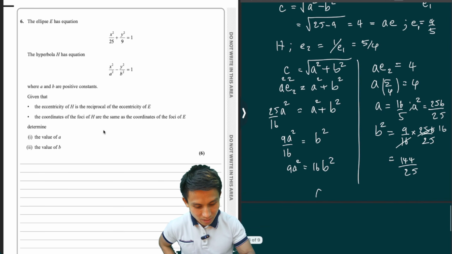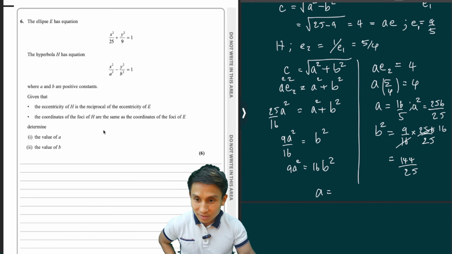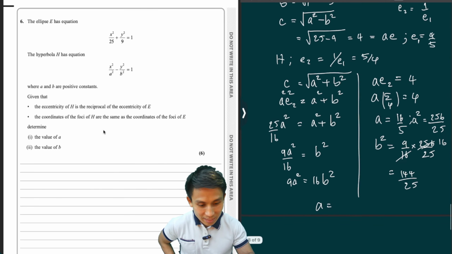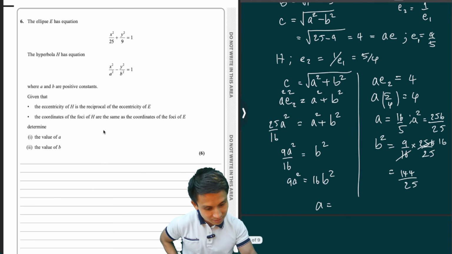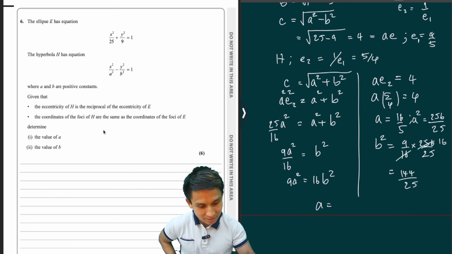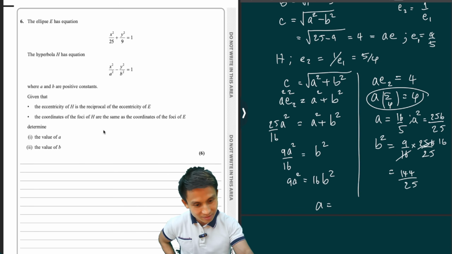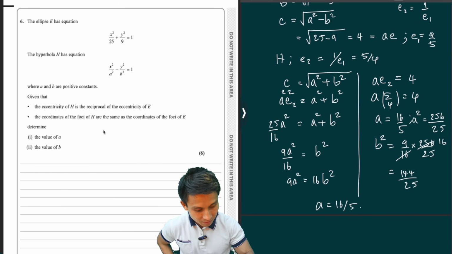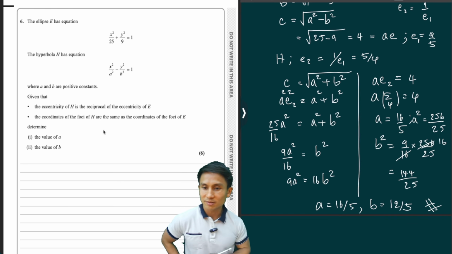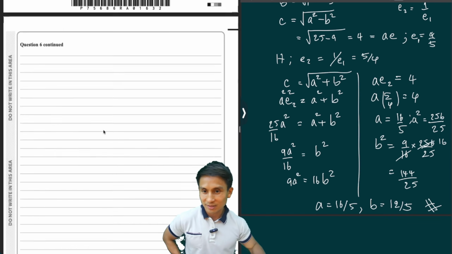So therefore, A equals just a positive number because A is the length of the major axis. It's half the major axis. So A in this case would be, we already got it here, 16 over 5, and B would be 12 over 5. Yeah, that would be the answer. All right, that's not too bad.